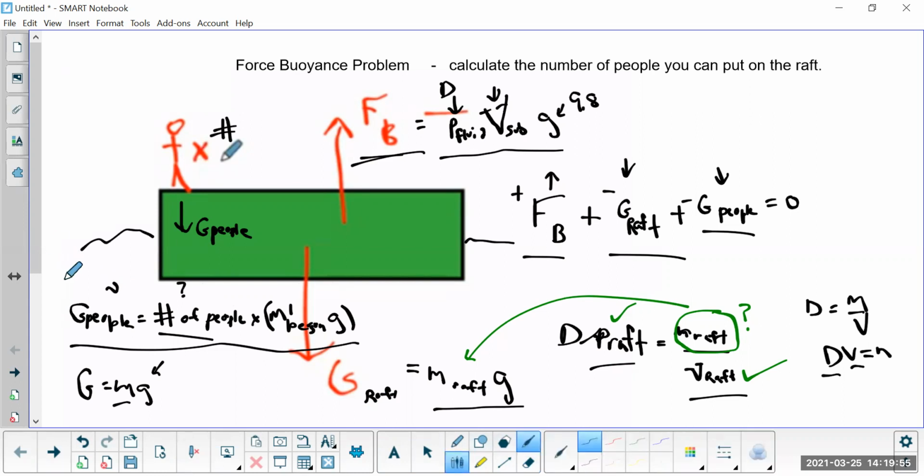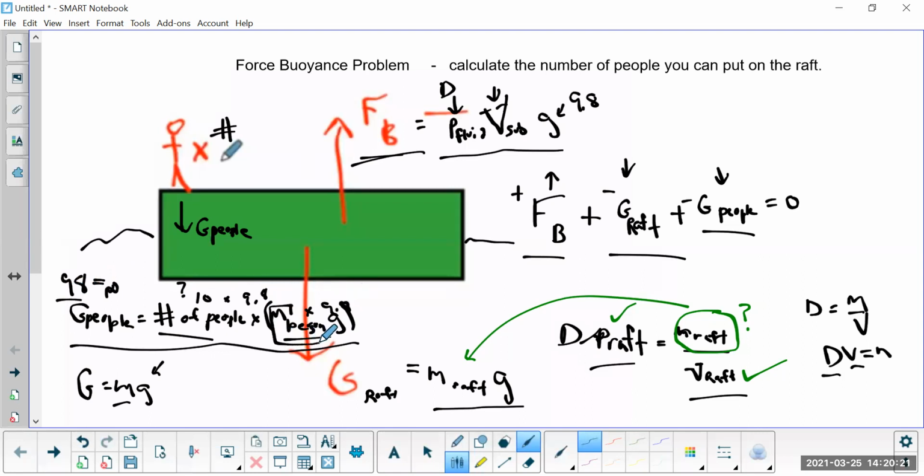So if we had 98 newtons, that's the total weight of all the people we could put on, and every person was 1 kilogram, and I'd multiply this by 9.8. So 1 times 9.8 is 9.8. And if I divide 98 by 9.8, I could put 10 people on it, because 10 times this 9.8 would get me the 98.